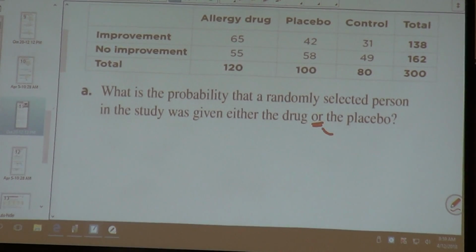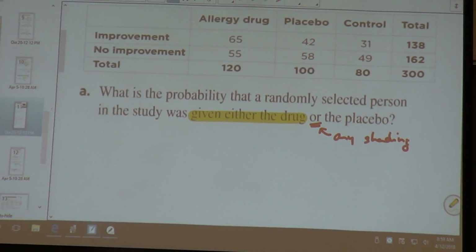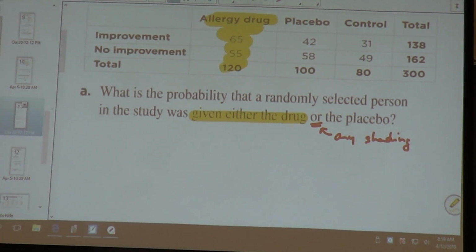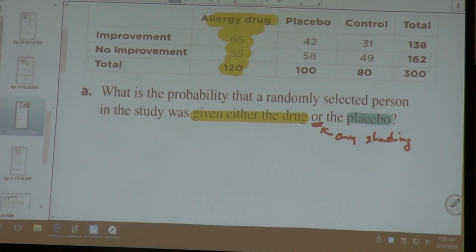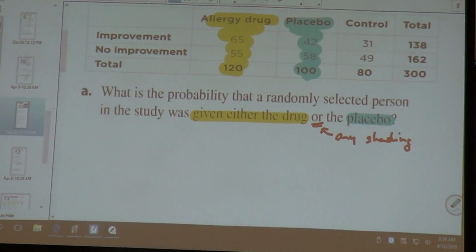All right, this one says or. So or is gonna mean any shading. So we have given the drug, so that's gonna be the drug right there. And we have the placebo, which we know is the fake drug, which is right there. So what makes me happy is gonna be any shading, and then we have the total. So what do you think we're gonna put for the top number? 220. Okay? What are we gonna put for the bottom number? 300.